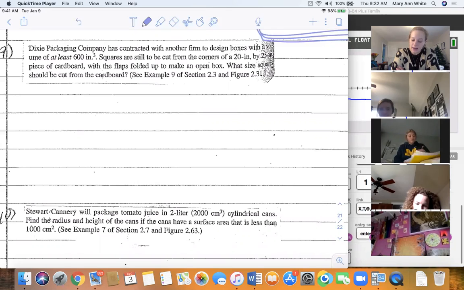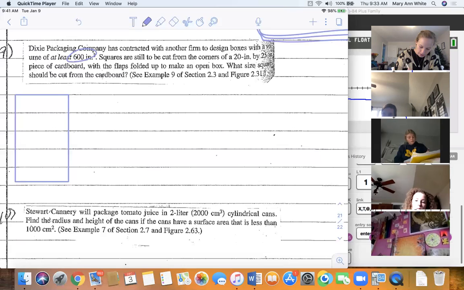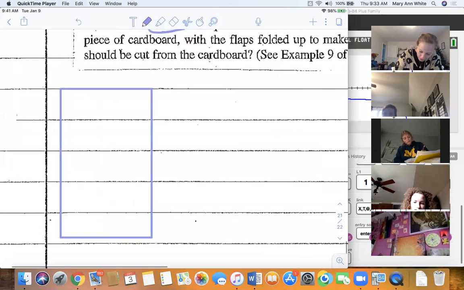So number 9, the second to last problem on this page, is talking about this packing company that is designing a box with the volume of at least 600 inches cubed. And squares are going to be cut from the corners of a 20 by 25 inch piece of cardboard with flaps folded up to make an open box. Ooh, open box. We've done those before. We got a big rectangle. We're taking little corner chunks out that are x by x.